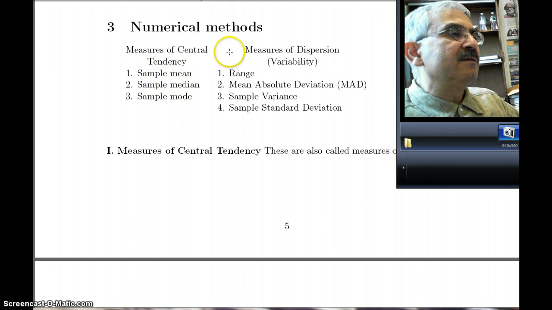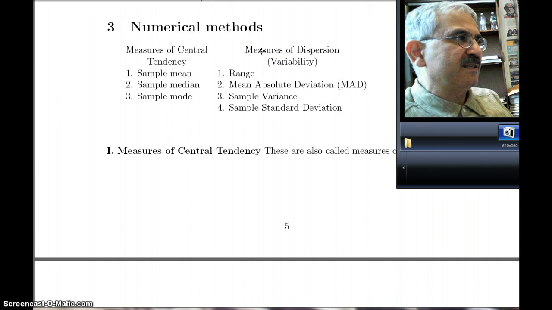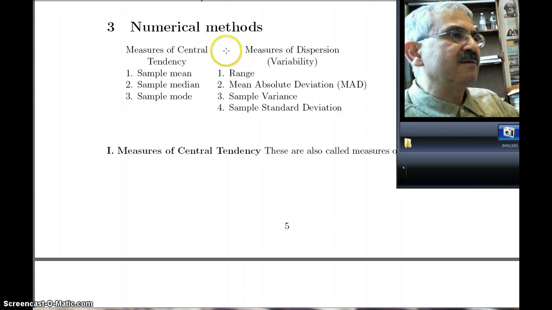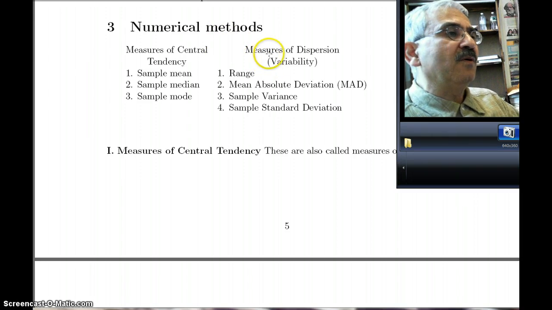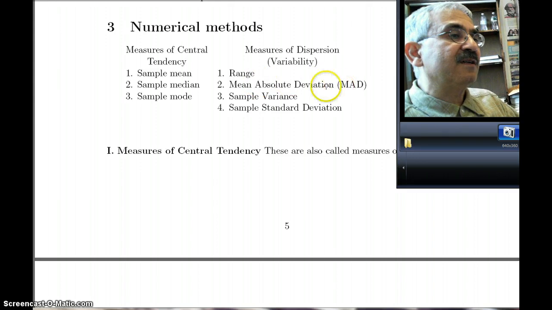But also, data sets can have all the numbers very close to each other or far apart, and how do we measure their relative position to each other? We call that the measures of dispersion or measures of variability. And we have the range and the mean absolute deviation. Some books don't have that, but it is very useful in understanding the concept of the variance, which we're going to talk about, and the standard deviation.